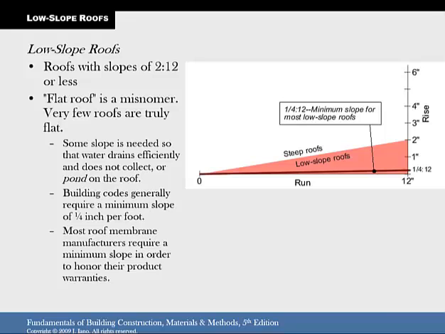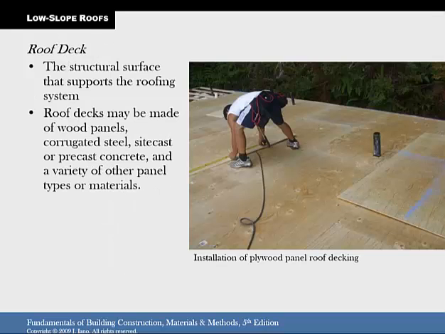The roof membrane manufacturers require a minimum slope in order to honor their product warranties. So if you don't follow their minimum slope rules and your roof develops a problem, then they will not fix it for free, which is bad.